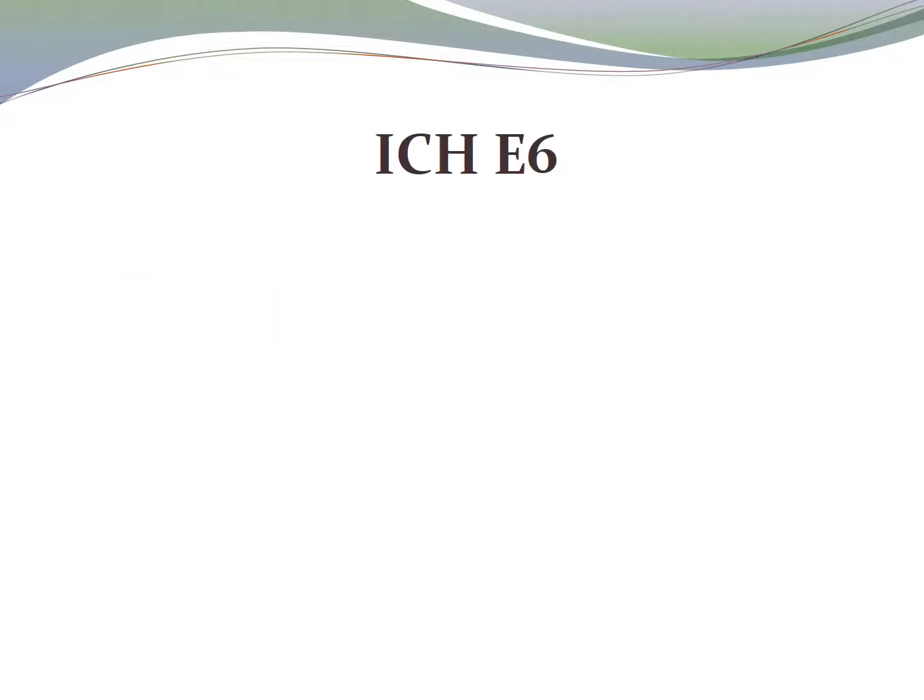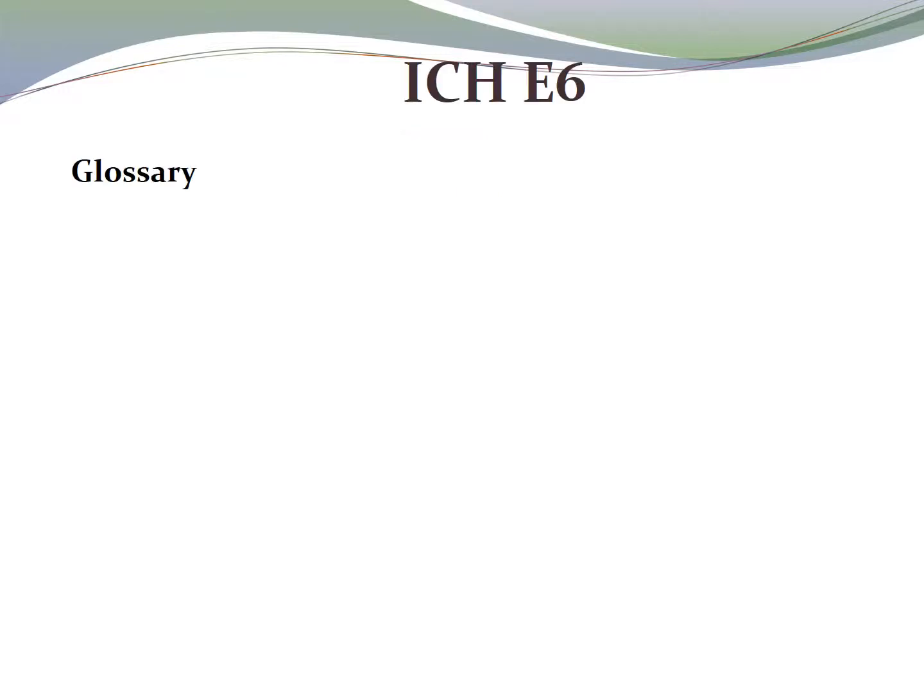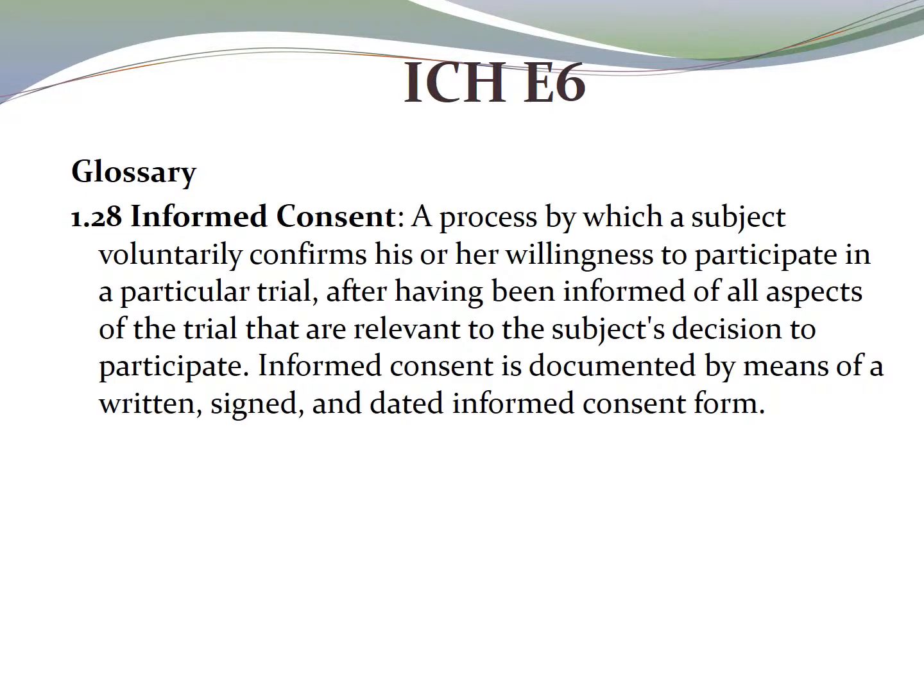ICH E6 has some things to say about the consent, as you can imagine. There's actually quite a bit in ICH as well as in the code. So going through the glossary, the first thing that we'll notice is there is a definition of informed consent. And according to ICH, informed consent is a process by which a subject voluntarily confirms his or her willingness to participate in a particular trial after having been informed of all aspects of the trial that are relevant to the subject's decision to participate. Informed consent is documented by means of a written, signed, and dated informed consent. That is not surprising, and it's incredibly similar to what we're going to have in the code.